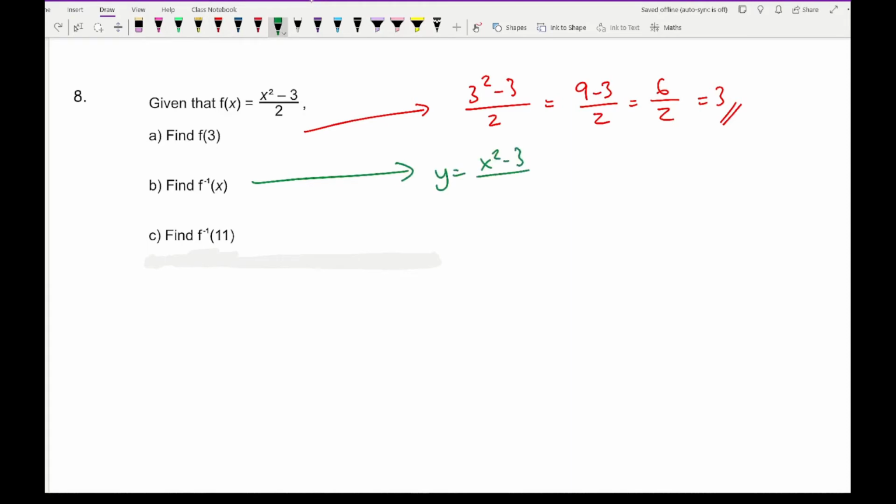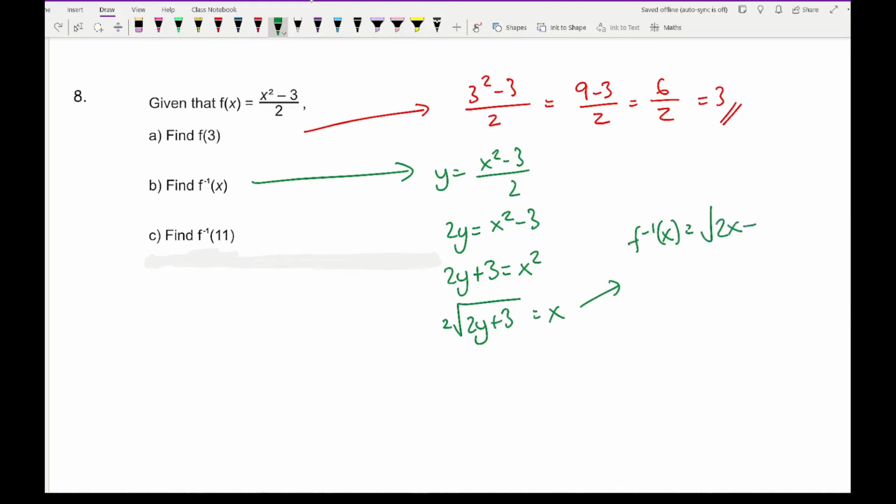And again, I'd always write down the steps. The marks will be wanting you to do these steps, and just making sure that you're not making any silly errors. The square root of 2y plus 3 equals x. Then my inverse function of x equals the square root of 2x plus 3. Then substituting 11 into that, so I've got 2 times 11 plus 3 square rooted, which gives me 25, which gives me plus or minus 5.